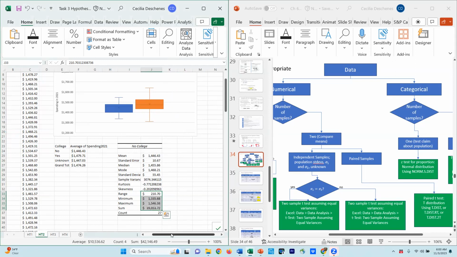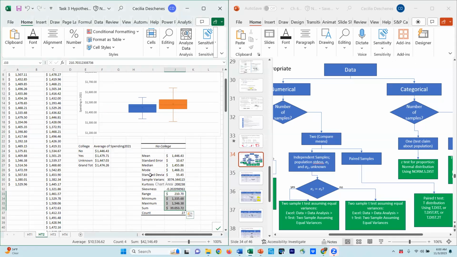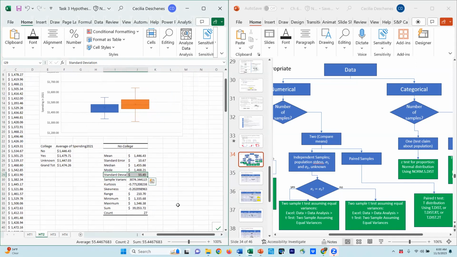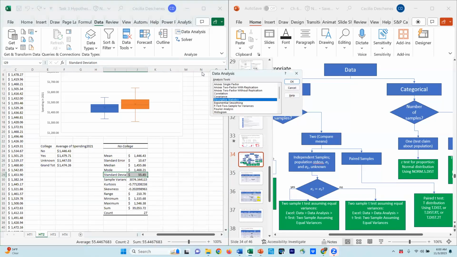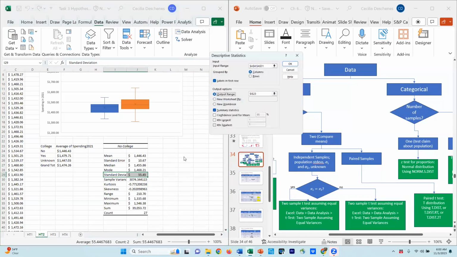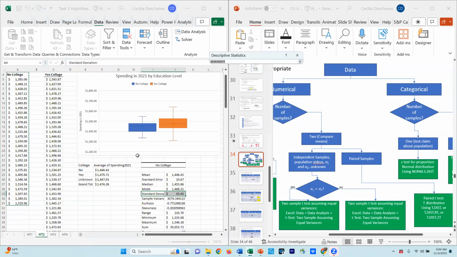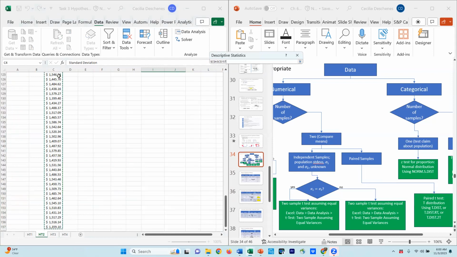All right, so that's what we have for no college. So let's get the statistics. And the one I actually care about is the standard deviation here, $55 for those who did not go to college. So let's see what it is for those who did go to college. So again, data analysis, descriptive statistics. And this time I'm going to pick the yes college people. I'm going to do shift, control or command and down arrow key, get all my data in there.